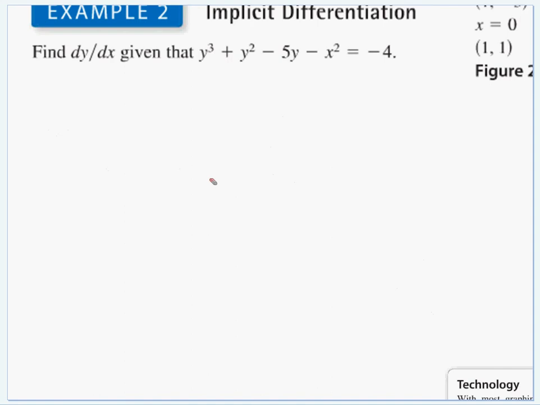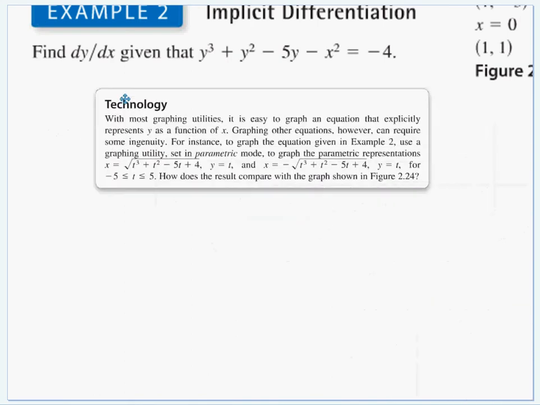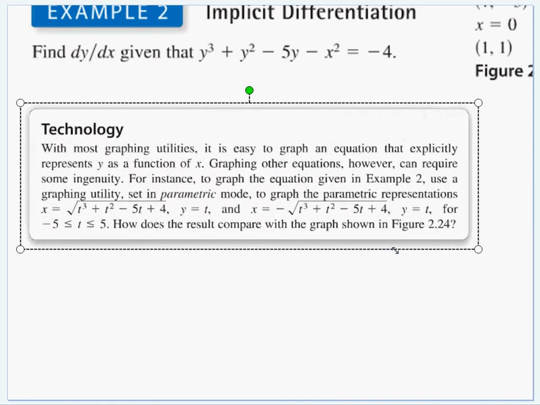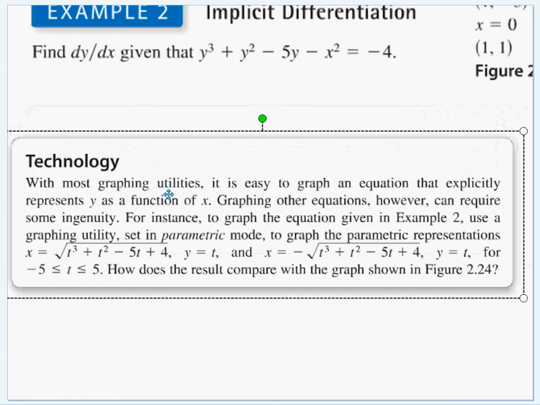Oops, I see a little technology box down here. With most graphing utilities, it's easy to graph an equation that explicitly represents y as a function of x. Graphing other equations, however, can require some ingenuity. For example, to graph the equation given in example 2, we would use a graphing utility set to parametric mode. To graph the parametric representation, well, we're not going to worry about that. We don't get to that in Calc AB.